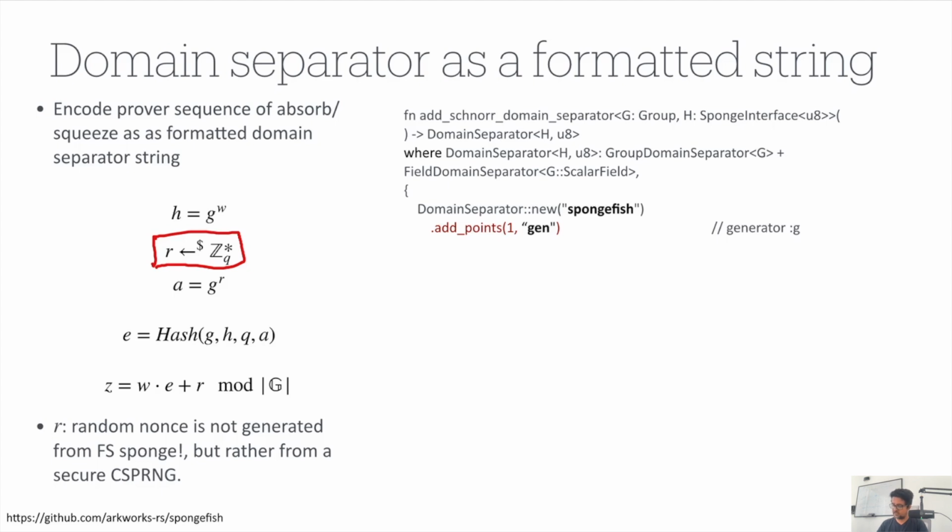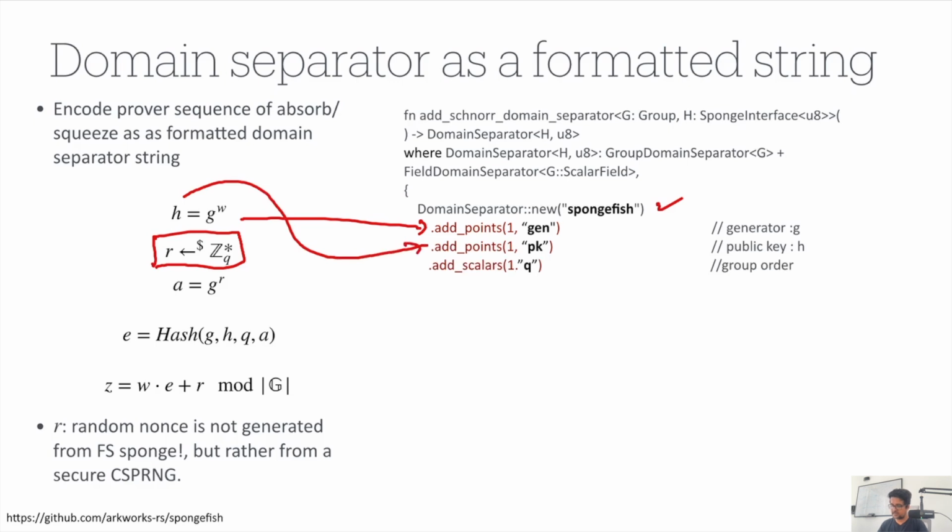So let's look at an example of the sequence and how we encode it in a domain separator function. Let's define it with some label, say spongefish, and we define some method for adding the points. The first method is to add the g. Then you add the public key, which is h, right? And then you add the scalar q. Note that this is exactly the sequence of the hash function.